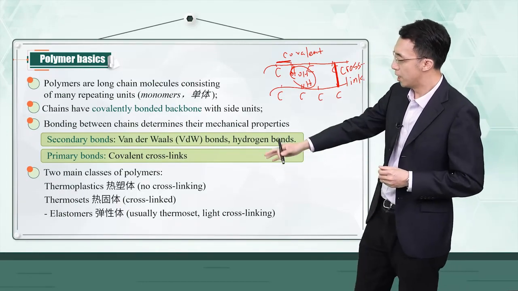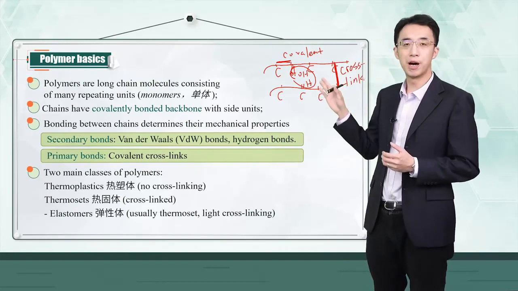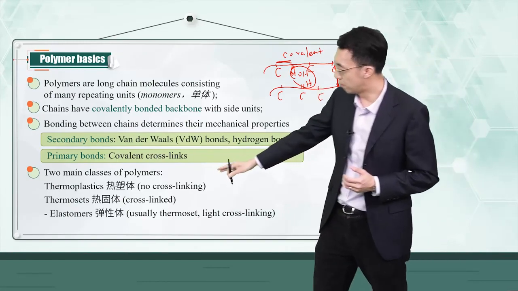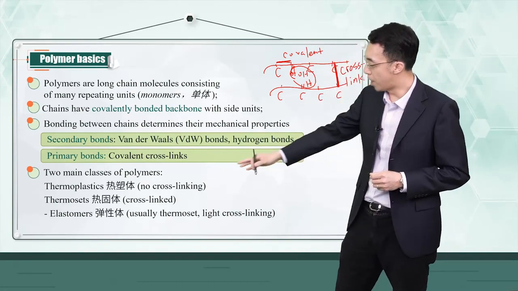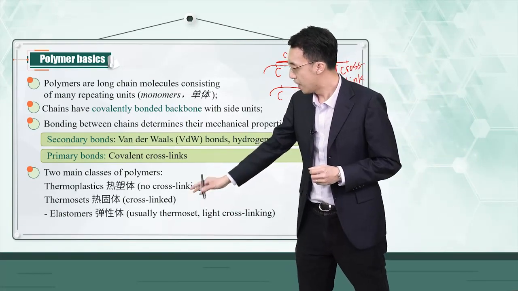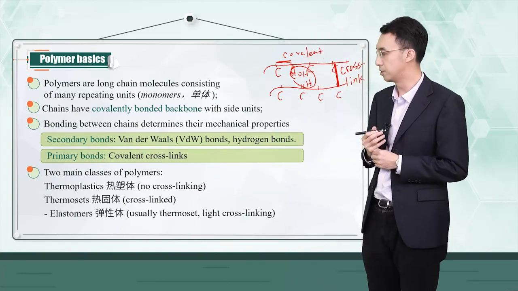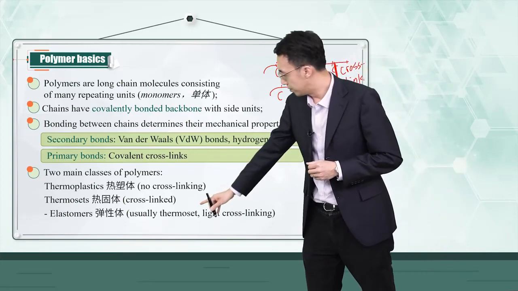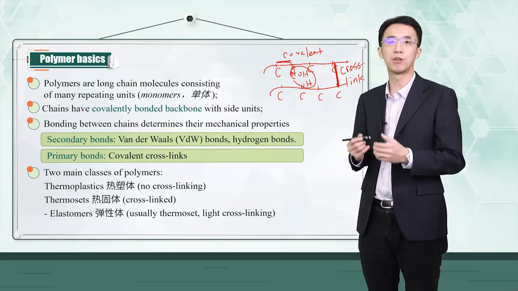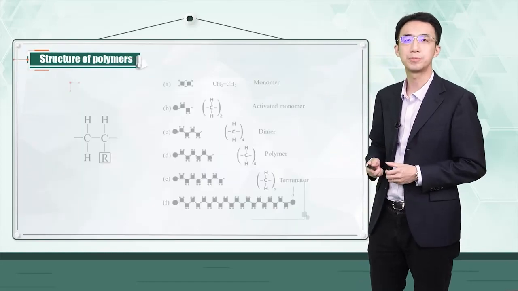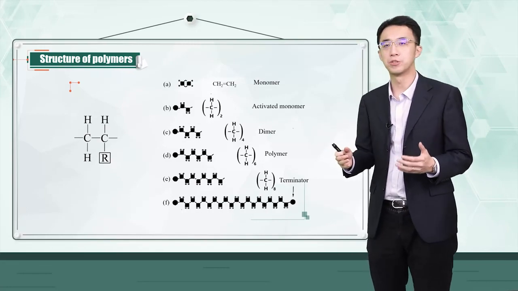For example, if there's no cross-linking, which means there's no covalent bonding between the chains, it is called thermoplastics. If there is cross-linking, the polymer is called thermosets. A particular type of polymer called elastomers is thermosets, but with light cross-linking, so the fraction of the cross-links is really low. Okay, so these are some terminologies regarding polymer structure.